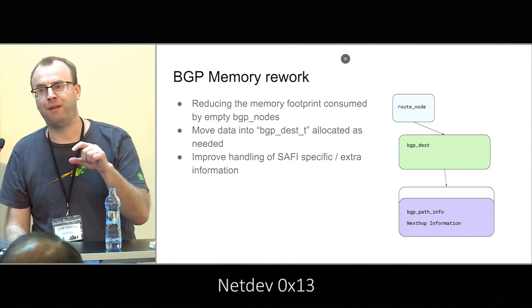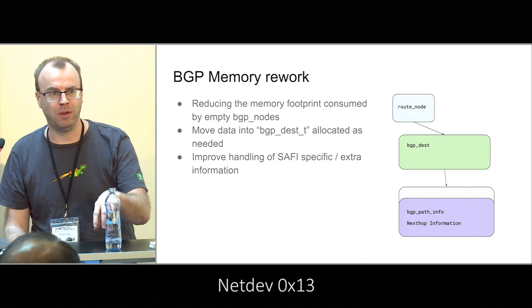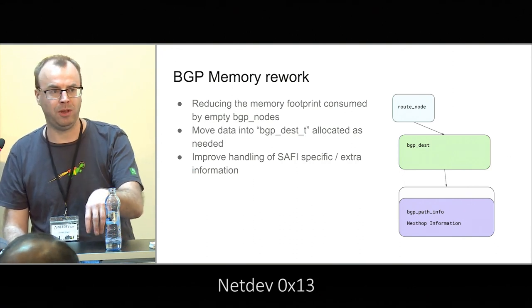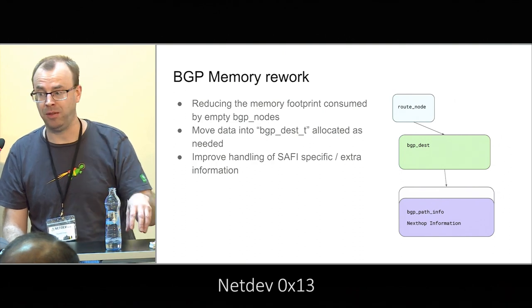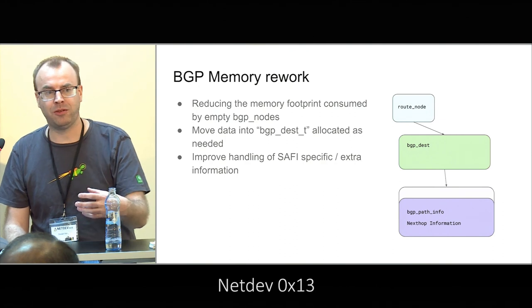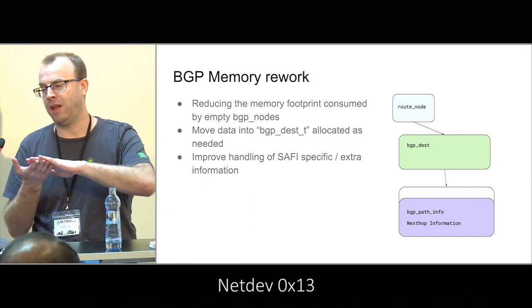And this is going to follow the same structure that's in Zebra for the panel table. So Zebra has the route node, and it's got a pointer to the rib dest key, so we're going to model that with a BGP dest. And we won't create the BGP dest pointer unless there's actual BGP data. And so that's kind of what we're doing there.